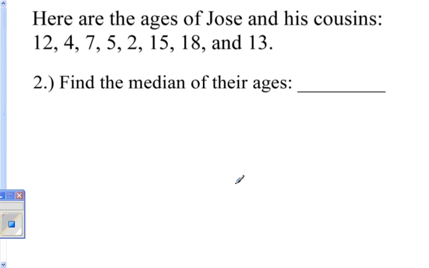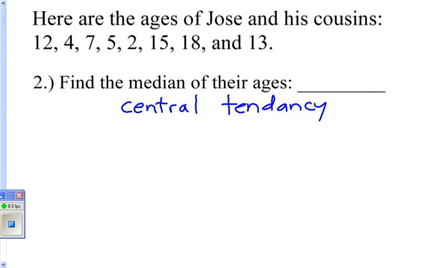Question number 2 in the homework quiz for Friday, October 2nd, 2009, asks us to find the median of a set of numbers. This is a measure of central tendency that we have been working with for quite a while, for several weeks now. And what that means is, well, let's look at the question.